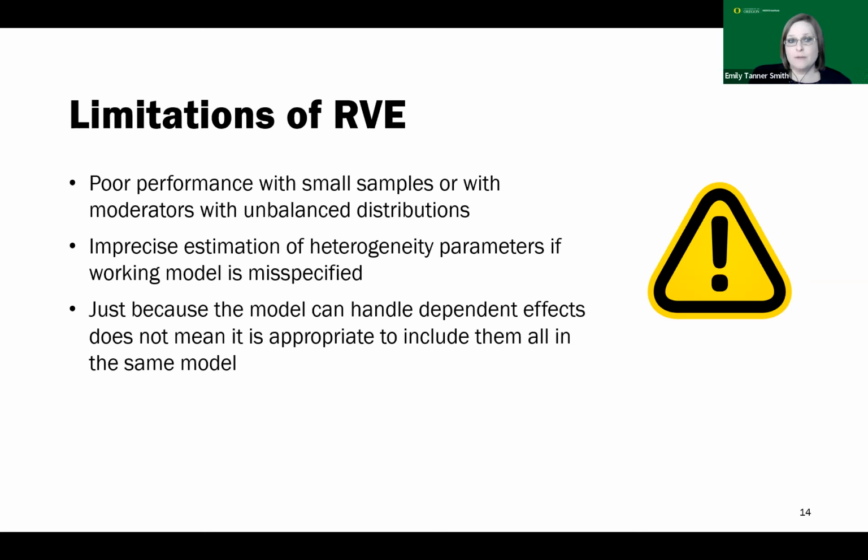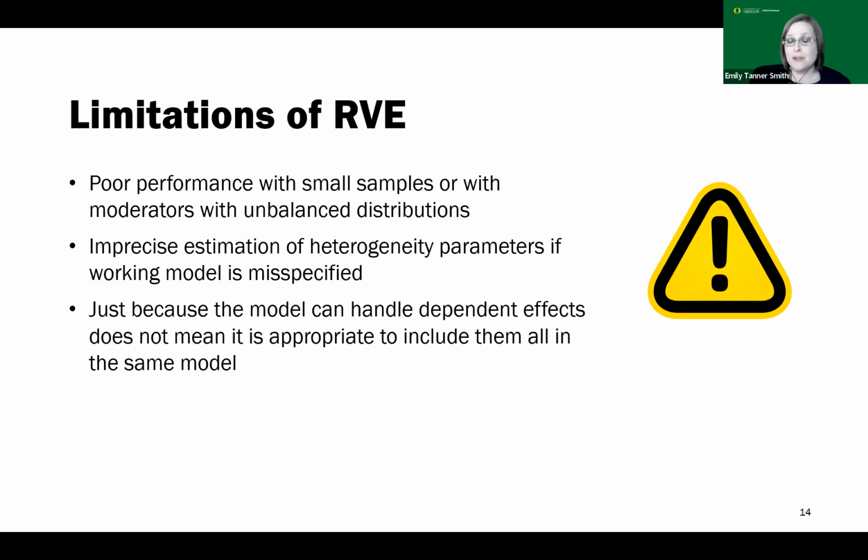Now, another limitation with the RVE approach is that if you misspecify that working model of the dependent structure, because you as an analyst do have to specify that dependent structure, so if you misspecify this, you will get unbiased coefficients and valid standard errors, but in that scenario, it does mean that your estimated heterogeneity parameters, so think about that tau squared parameter, will be imprecisely estimated. And so what this means is that if the working model that you are using in an RVE analysis is likely misspecified, then you should typically refrain from treating those heterogeneity parameters as focal parameters of interest for either description or inference.